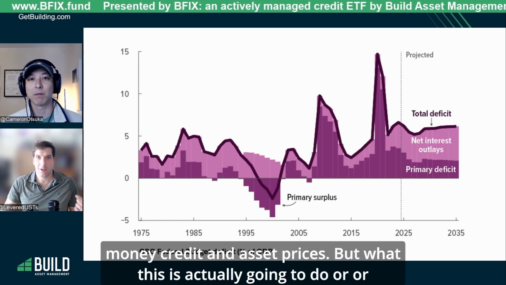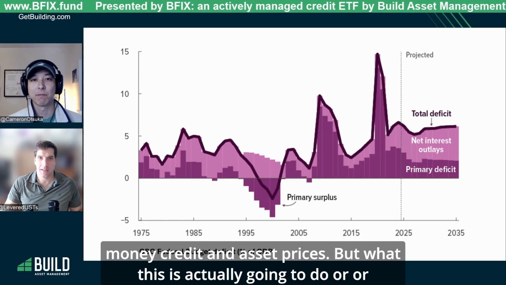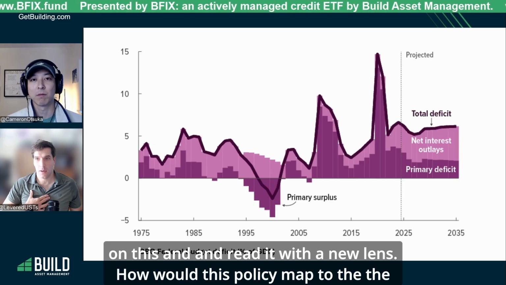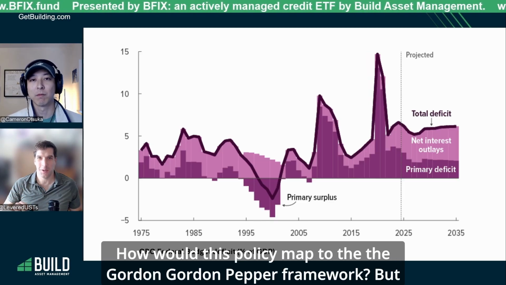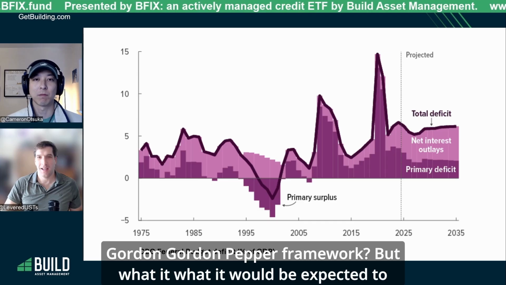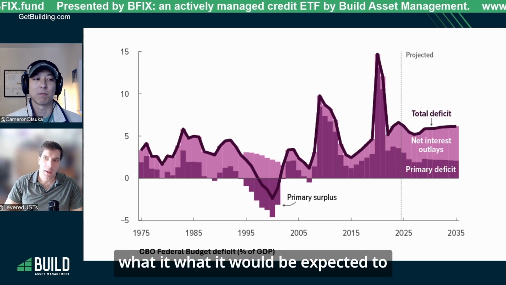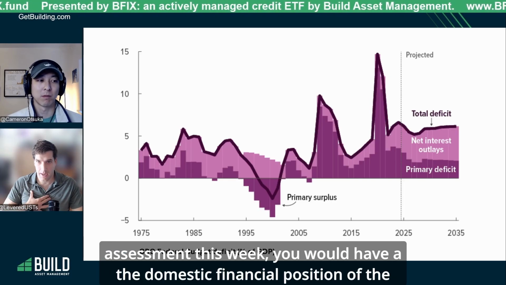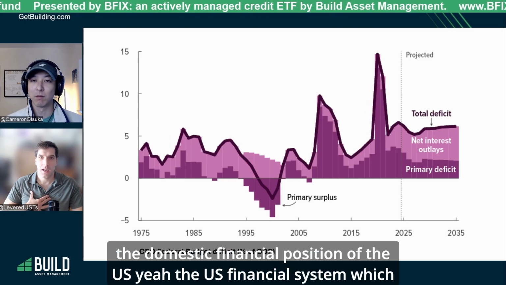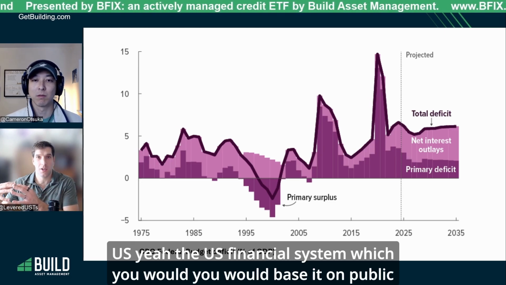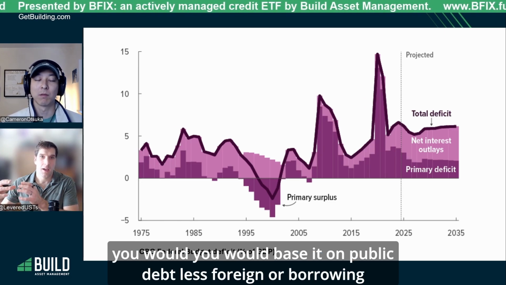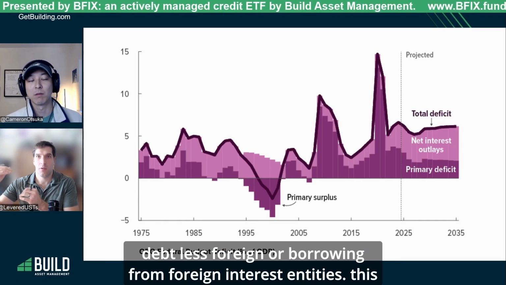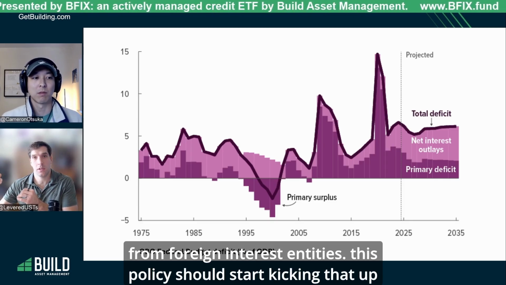I need to go refresh on Gordon Pepper's Money, Credit, and Asset Prices. But what this is actually going to do, or expected to do, if you take that framework, I need to go back, brush up on this, and read it with a new lens. How would this policy map to the Gordon Pepper framework? But what it would be expected to result in, based on my quick assessment this week, you would have the domestic financial position of the U.S. financial system, which you would base on public debt, less borrowing from foreign entities.